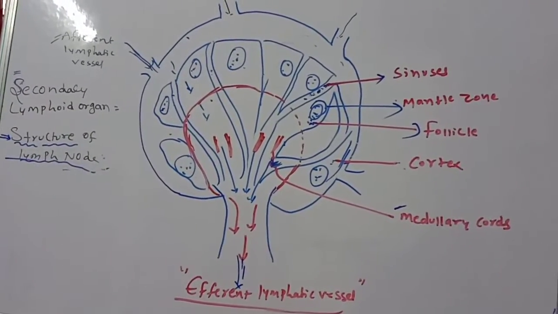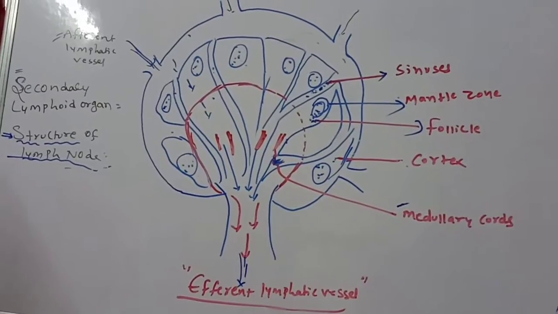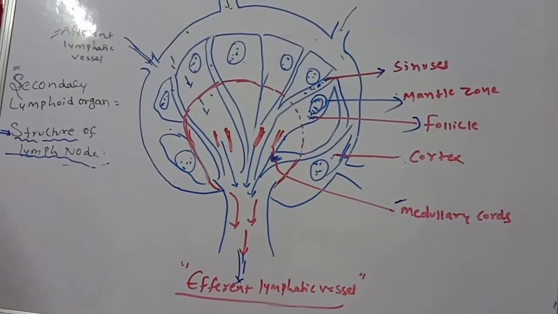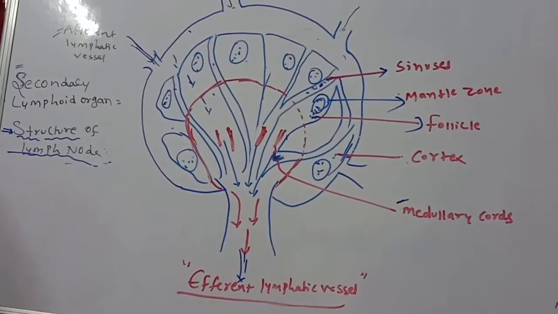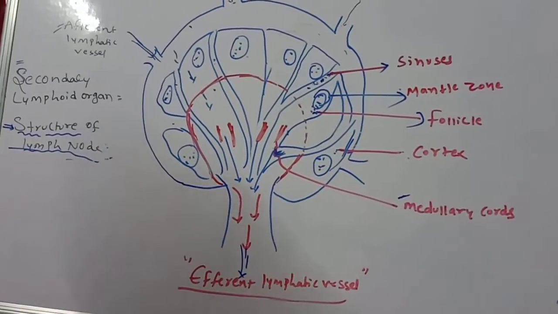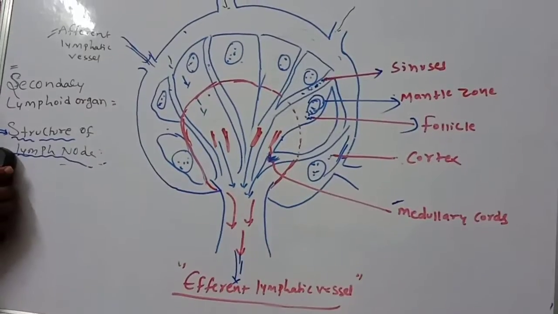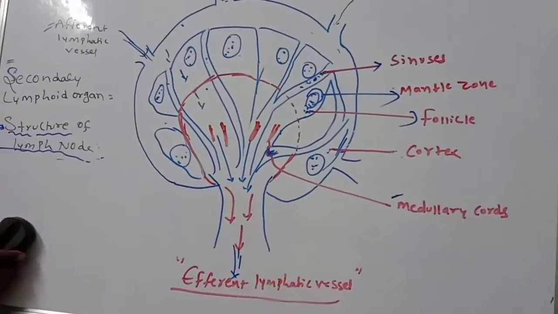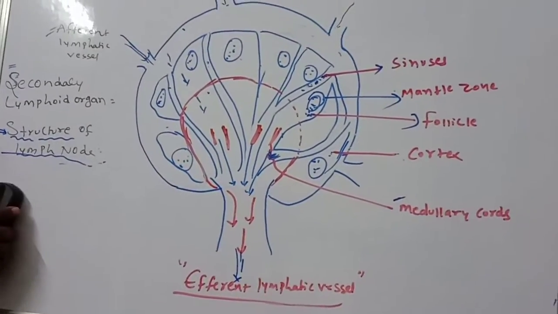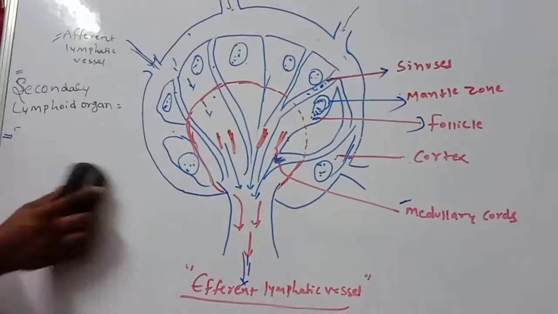Now we are going to discuss the cells, and some more: mucosa associated lymphoid tissue, MALT, and gut associated lymphoid tissue, GALT, something like that we will discuss. Then we will go for immune cells.